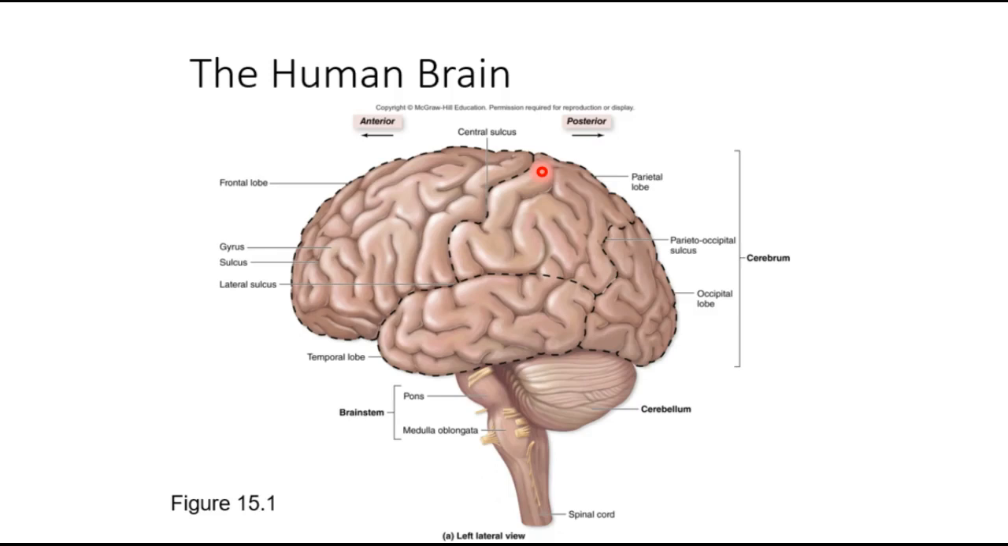So this is a consistent sulcus. Most people will have this sulcus in that location, and it is identifiable across individuals. And most people will have this identifiable gyrus, and most people will have this identifiable gyrus.